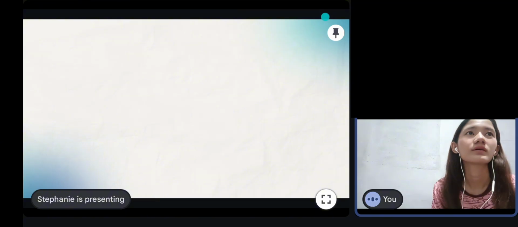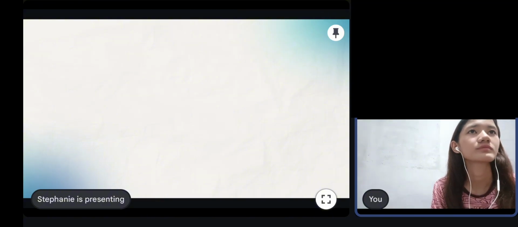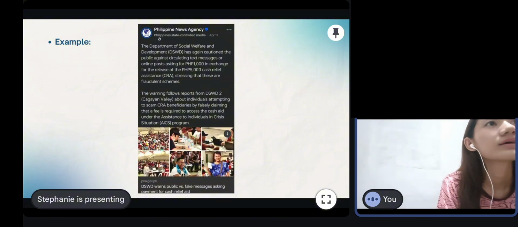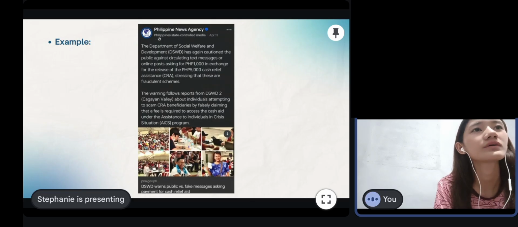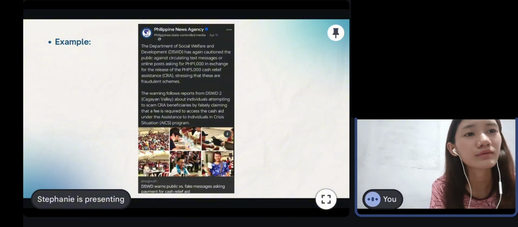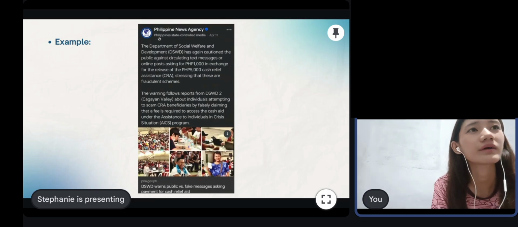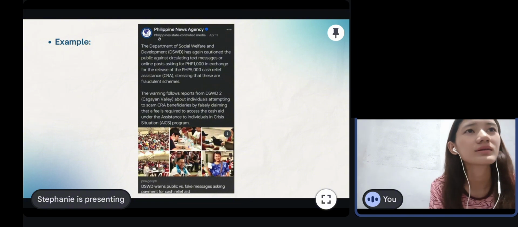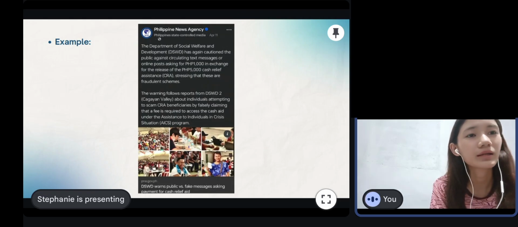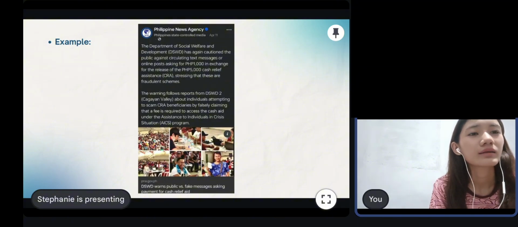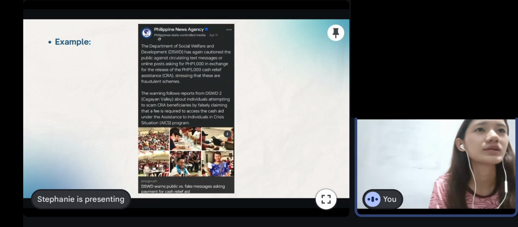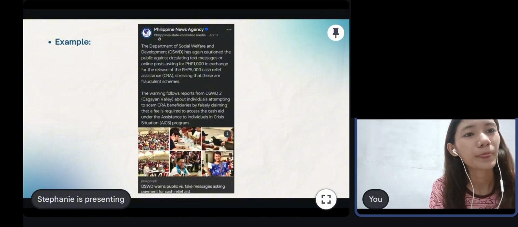The example that I have gathered is about a post on Facebook stating that the DSWD, or Department of Social Welfare and Development, has circulating text messages or online posts asking for 1,000 pesos in exchange for the release of the 5,000 cash relief assistance, stressing that these are fraudulent schemes. There have been people that received messages that this DSWD was asking for 1,000 pesos in exchange for 5,000 cash relief assistance, which was false.